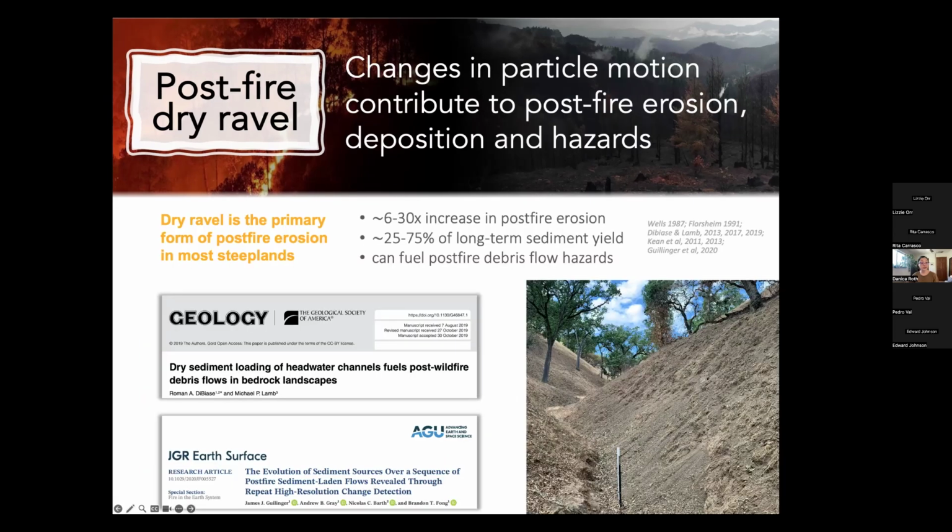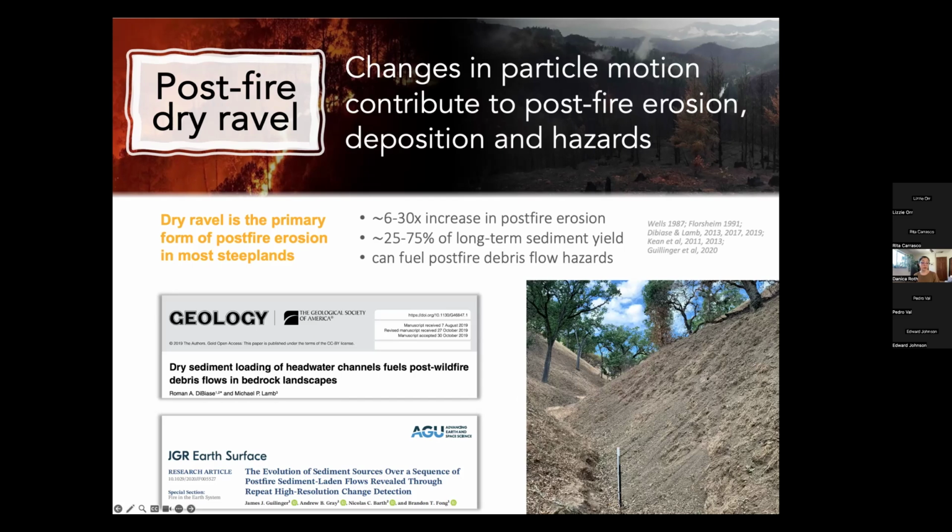So this is potentially a very large amount of sediment. Dry ravel is the primary form of post-fire erosion in most steeplands. It can increase post-fire erosion rates up to 30 times relative to long-term rates, and it accounts for up to 75% of total long-term sediment budgets in some places. So this is really important if we want to be able to predict long-term responses in steepland fluxes or erosion rates as wildfire regimes shift.